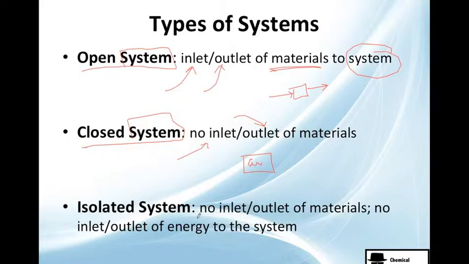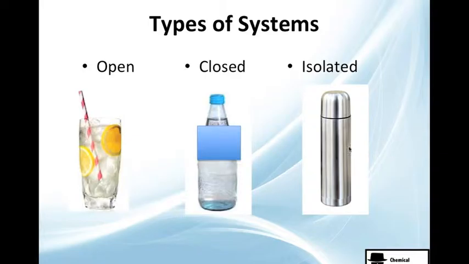And the isolated system has no inlet, no outlet of materials, but we need to include also that there's no inlet or outlet to the system. So here we can actually interact with heat, and here we cannot interact with heat. So this is like the most perfect case, which actually does not exist, but we can approximate many systems to this. Actually, I have in the next slide these examples here.